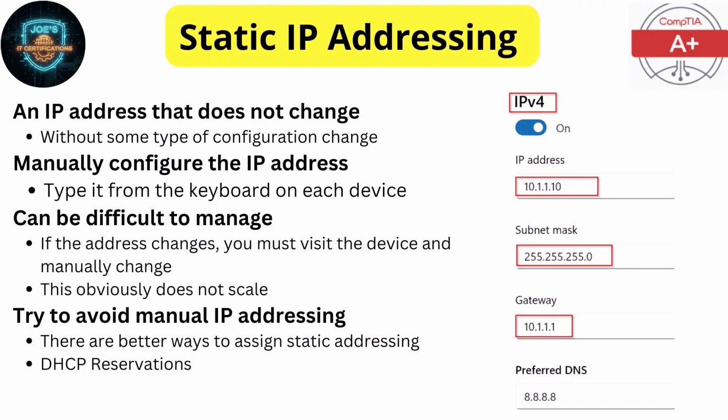So instead of configuring these manually, you would change that configuration setting to DHCP. This device will then access the DHCP server, find that there is a DHCP reservation, and always use the same static address because it has been administratively assigned on the DHCP server itself.